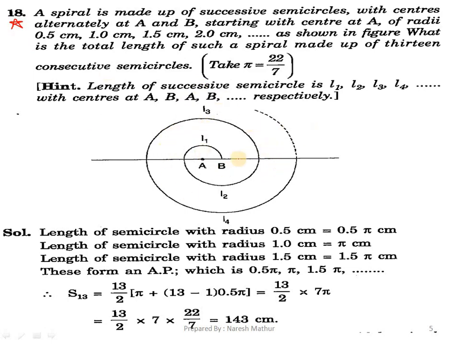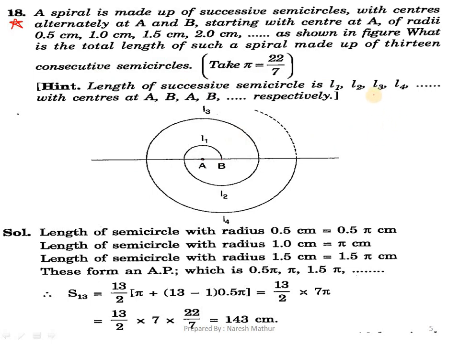Here we have a spiral, or we can say there are semicircles with alternate centers, or in simple words, the upward semicircles are with the center A, and the downward semicircles are with the center B. Now the radius of each semicircle is increasing by 0.5 centimeter, or we can say half centimeter. So we need to find the length of total 13 semicircles. We have total 13 semicircles, and we need to find the length of the spiral.